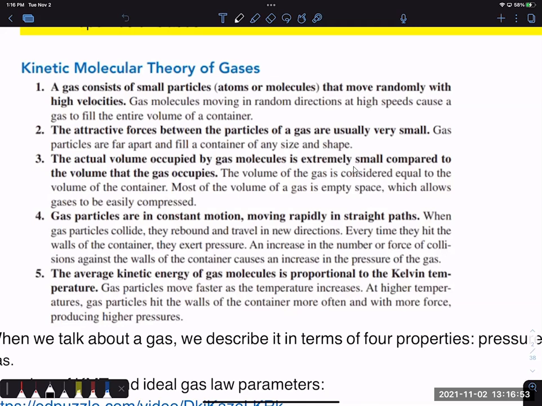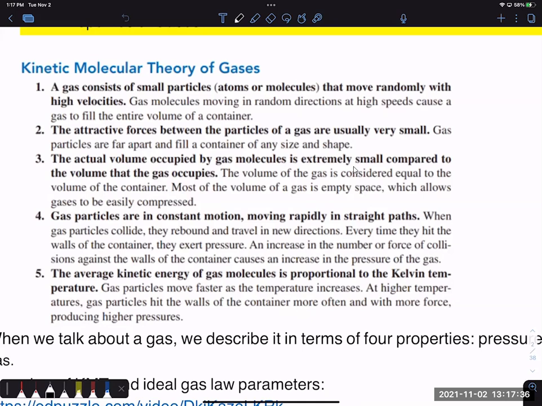Then number 4, gas particles are in constant motion. Oh, it does say it. Moving rapidly in straight paths. So they all start out moving in random directions. They move in straight lines. They never stop moving. And then the average kinetic energy of gas molecules is proportional to the Kelvin temperature. And that's going to be sort of a consistent theme throughout this chapter, that we need to be working in kelvins. As we'll see later, Kelvin is related to absolute zero. And so when you start from there, it simplifies a lot of other things. And some of these laws don't work if you're in Celsius versus Kelvin.